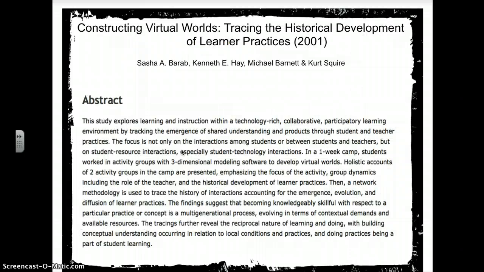So, underpinning research. Here is from Sasha Barab, Constructing Virtual Worlds: Tracing the Historical Development of Learner Practice. This was in 2001. The focus is not only on the interactions among students or between students and teachers, but on student-resource interactions, especially student-technology interactions. This is where they say in a 1-week camp, students worked in activity groups with 3-dimensional modeling software to develop virtual worlds. What they found suggests that becoming knowledgeable and skillful with respect to a particular practice or concept is a multi-generational process involving contextual demands and available resources.